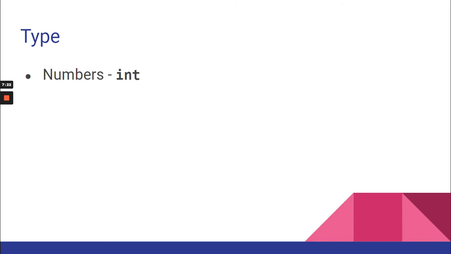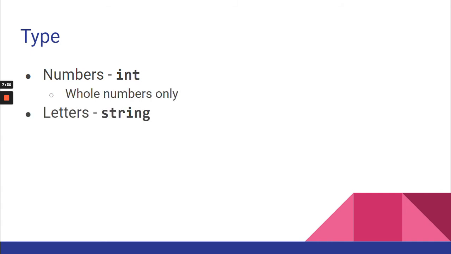Type. We talked about type. When you want to store a number, whole numbers are stored using the type int. If you want to store letters, like your name or a place or something like that, you can store null. Null is a keyword. Null means there's nothing here. Null can be used with string. Null cannot be used with int.